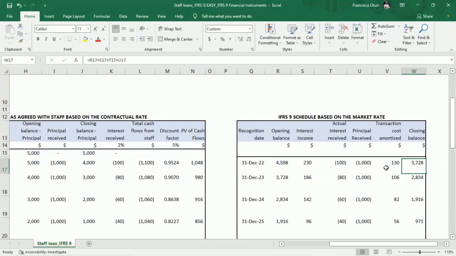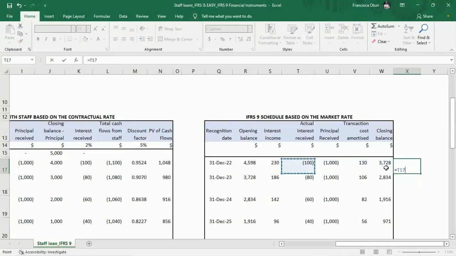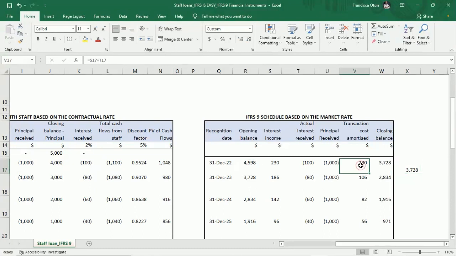Now in essence, if you want to test this, it's as good as saying that the opening balance plus the principal received plus the transaction cost will give us 3728, because it is the transaction cost rather that the company is bearing. And so our closing balance for the year will be the opening balance plus the transaction cost plus the principal received, which will give us this, and it goes on and on until the end.